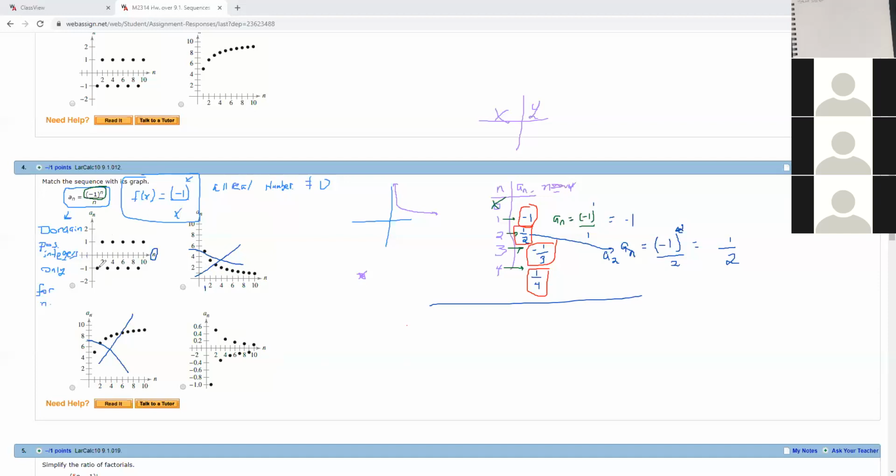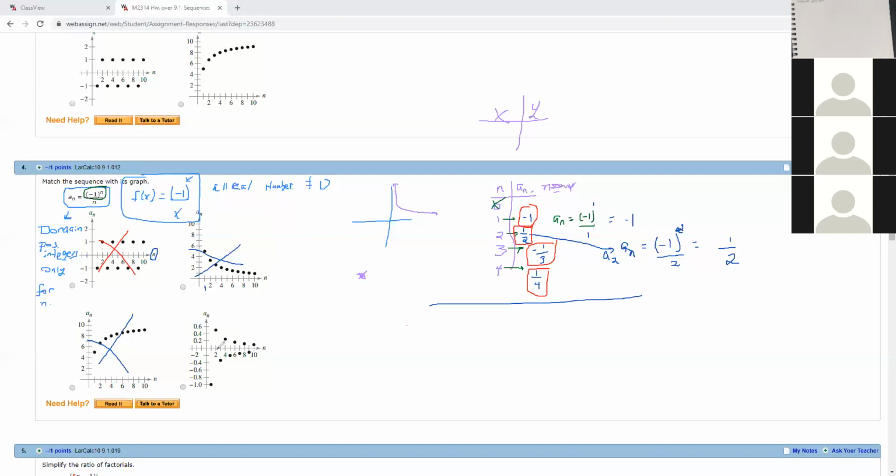So of course, this one was correct. At the first term, but the second term, a sub 2, is equal to 1/2. And clearly right here at n equals 2 is not mapping, it's mapping to 1 unit up, not 1/2, which would be like right here or something. So that means this one's out. So by default, it better be this one.